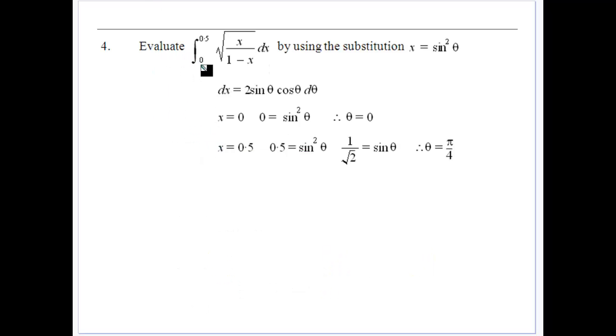Question 4 here, we're evaluating 0 to 0.5 of the square root of x on 1 minus x dx, with a substitution of x is equal to sin squared theta. So dx then would be, differentiating both sides, 2 sin theta cos theta d theta. So when x is equal to 0, doing the substitution, theta must be equal to 0. When it's a half, we can solve our equation there. We get theta is equal to pi on 4.